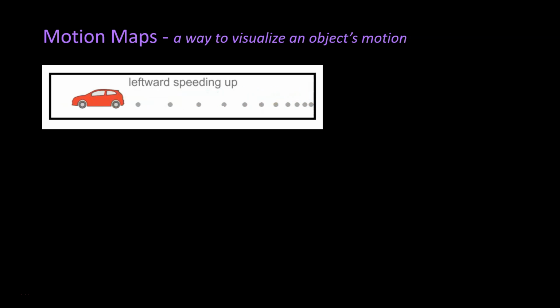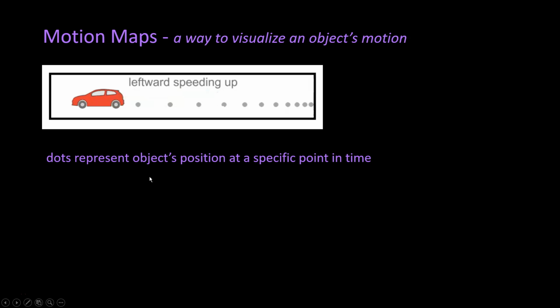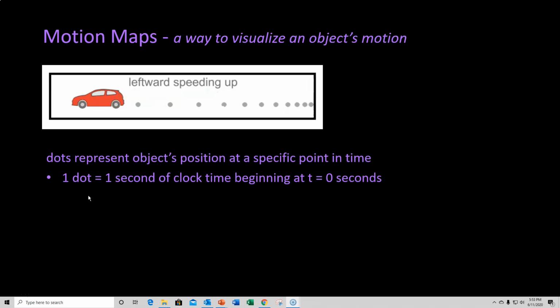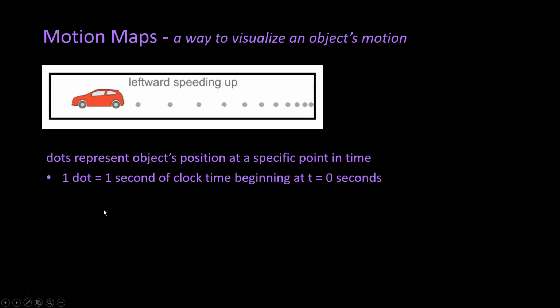Do you have it figured out? Well, the dots represent an object's position at a specific point in time. One dot is equal to 1 second of clock time beginning at t equals 0 seconds. Now you can have your dots represent more than 1 second, but if you're doing that, you want to indicate that on your diagram. So if there's no indication, 1 dot equals 1 second.